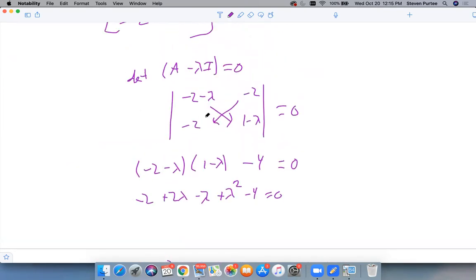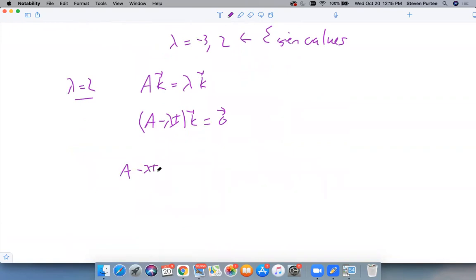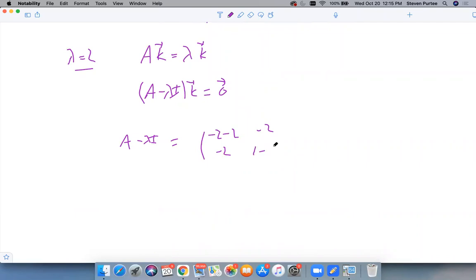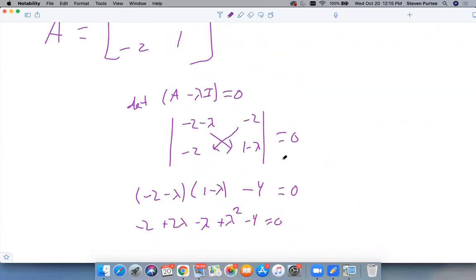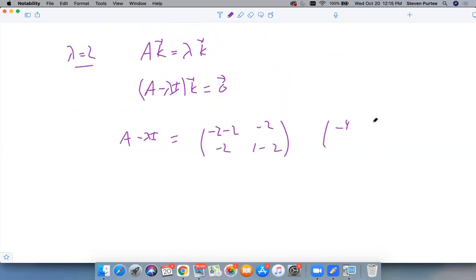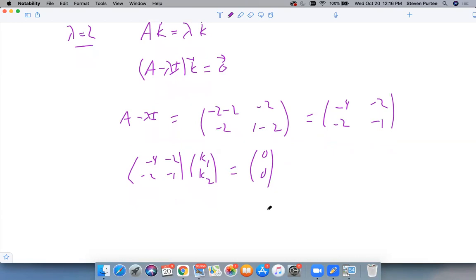So lambda equals 2. I'm looking at this matrix right here and I'm plugging in lambda equals 2. A minus lambda I, that matrix will be negative 2 minus 2, negative 2, 1 minus 2. I'm just plugging in 2 there for my lambdas. So that would be negative 4, negative 2, negative 2, negative 1. I'm supposed to take that times my vector k1, k2, and that should equal the vector 0, 0.